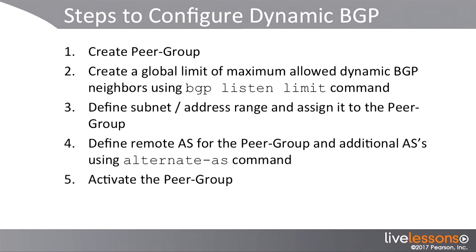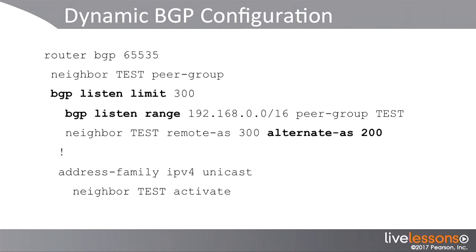Once you have done all these steps, you can go ahead and activate the peer group. This makes the configuration fairly simple, and in just 4 or 5 lines of configuration, you can allow up to 5,000 BGP neighbor relationship configurations. Let's look at the configuration now.